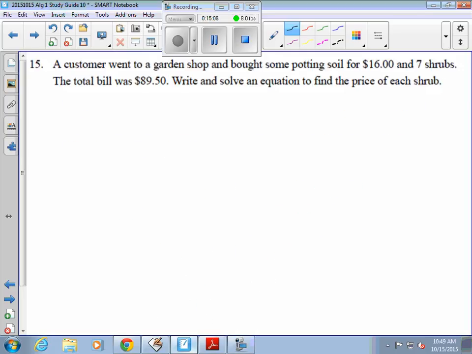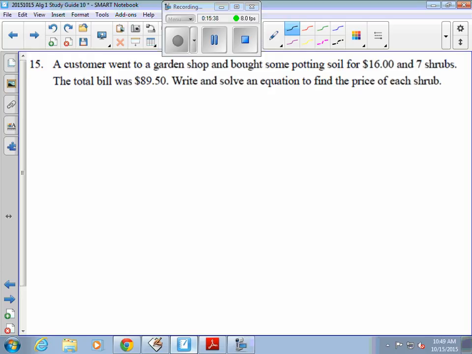Number 15 says a customer went to a garden shop and bought some potting soil for $16 and 7 shrubs. The way that first sentence is written is very strange. Nobody would talk like that. You went to the store and you bought this for the money and something else. Okay, so that's why this is a tricky equation for some of you guys. The total bill was $89.50.